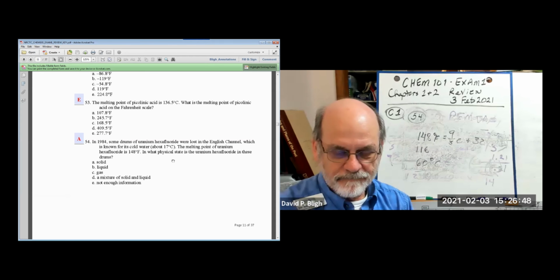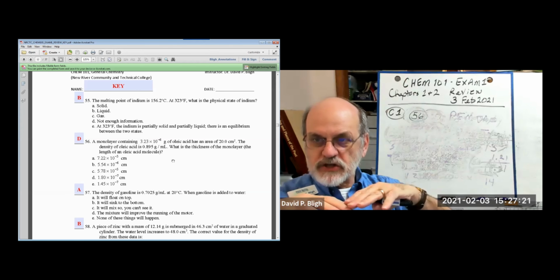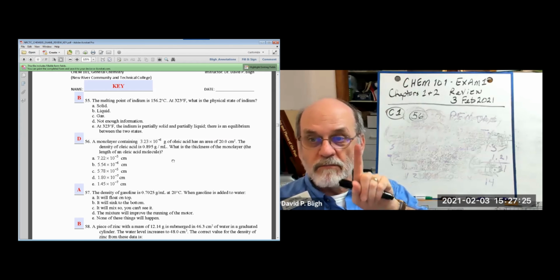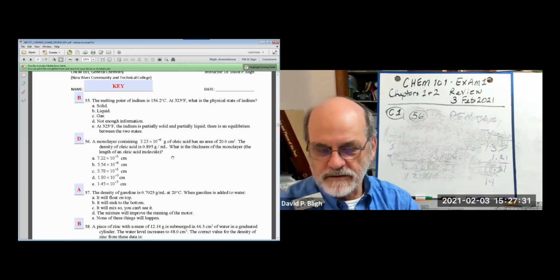Let's see. Oh, here's one that might throw you for a spin. 56. Says a monolayer. What's a monolayer? That's a term that refers to a sheet of molecules, only one molecule thick. Monolayer. Mono means one. So it's one to make a layer.